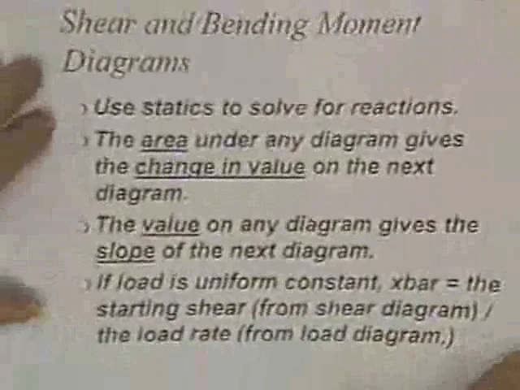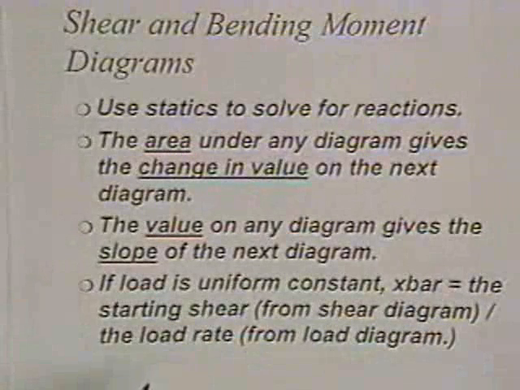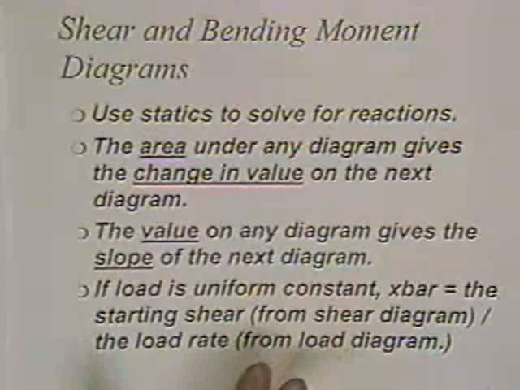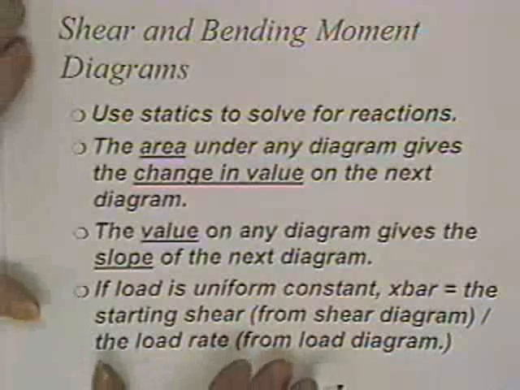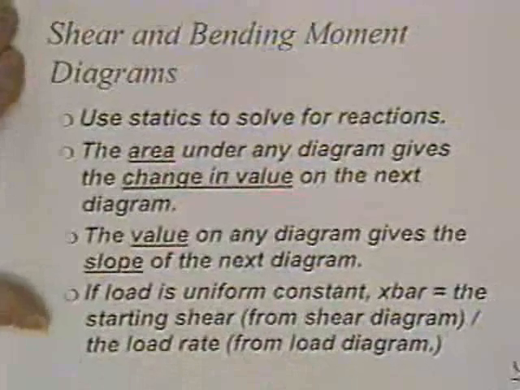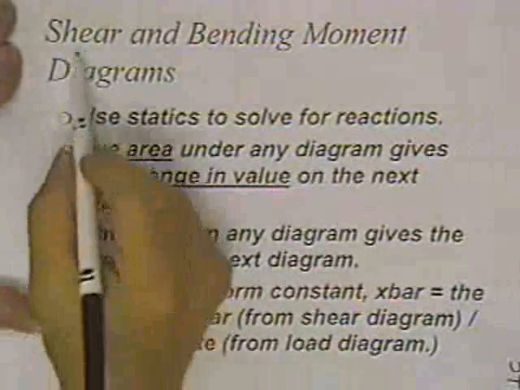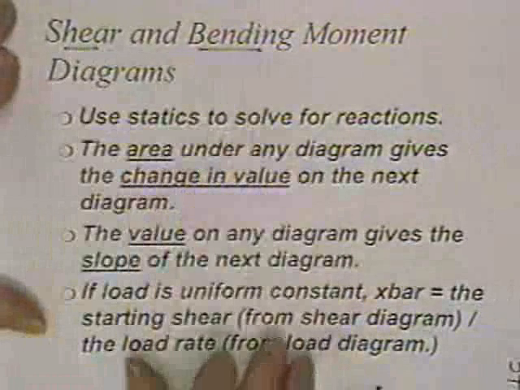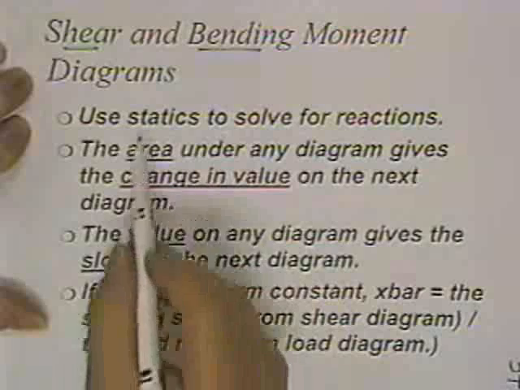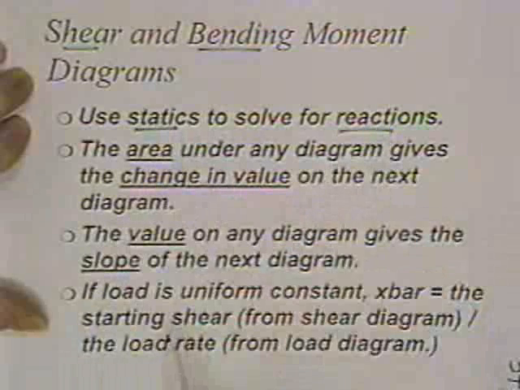Alright, so we've discussed how to get the centroid, how to get the moment of inertia about the neutral axis. Now we'll determine how to get the M in the equation Mc over I. To do that, you must be able to draw shear and bending moment diagrams. You will use statics to solve for reactions on the beams.